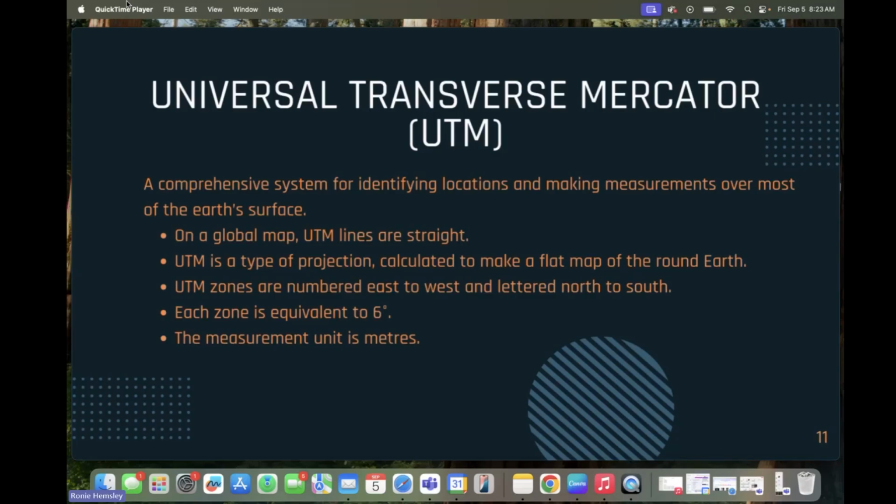Another key feature of UTM is its measurement units. Instead of working in degrees, which can be abstract, UTM uses meters, making it very practical for surveying, navigation, and precise mapping. So to recap, UTM takes the concepts of projections, Cartesian grids, and coordinate systems and pulls them together into a comprehensive framework for identifying and measuring locations across most of the Earth.